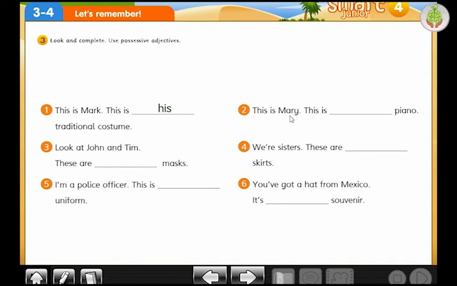Number 2. This is Mary. Mary is a girl. So what do I use? Her. This is her piano. Number 3. Look at John and Tim. So we have two. These are their masks. Very good. Number 4. We're sisters. We're talking about ourselves, okay? These are our skirts. I'm a police officer. This is my uniform. You've got a hat from Mexico. It's your souvenir. Very good. Okay. Now, please write it down in your book.